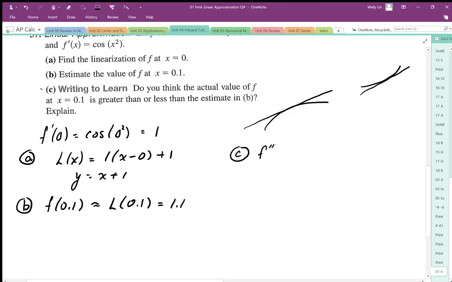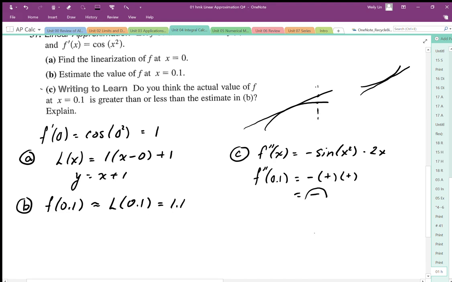And to do that, I'm going to find the second derivative. So I differentiate the first derivative. I'm going to end up with negative sine x squared times 2x. And then I'm going to evaluate the concavity at that point. So, I want to know what the concavity is along that line where I'm estimating, which is going to be at 0.1. So if I put in my 0.1, I know the sine is going to be positive, the 2x is going to be positive, so my concavity is going to be negative. Okay, so that means I have negative concavity.